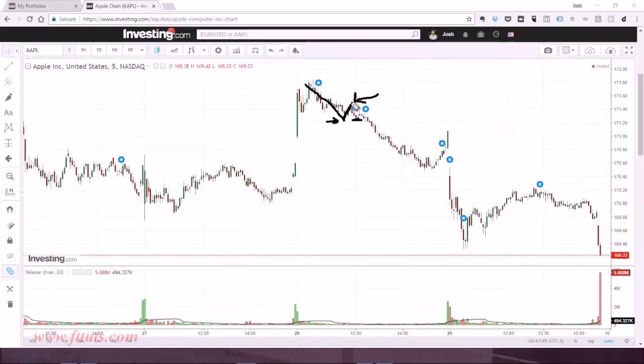So I can enter this using a limit order. I could price a limit order. I could use a market order to sell and immediately get in, or I could price it on a sell stop.